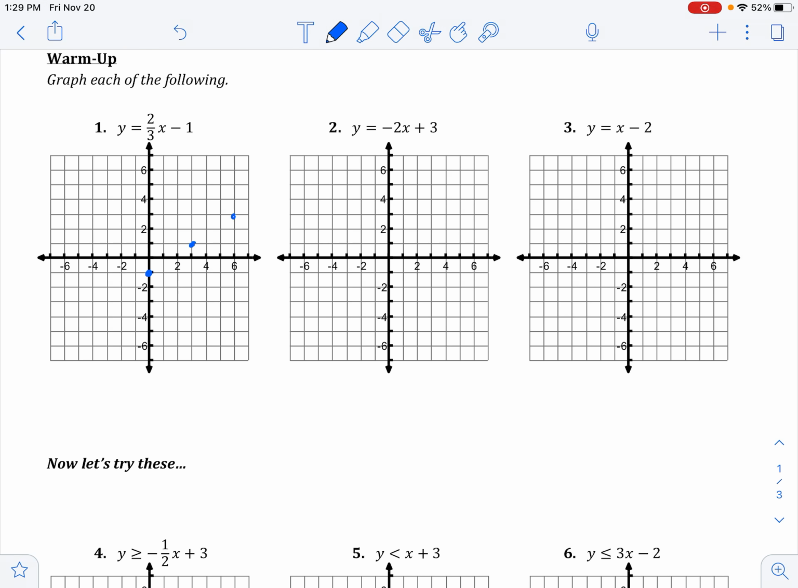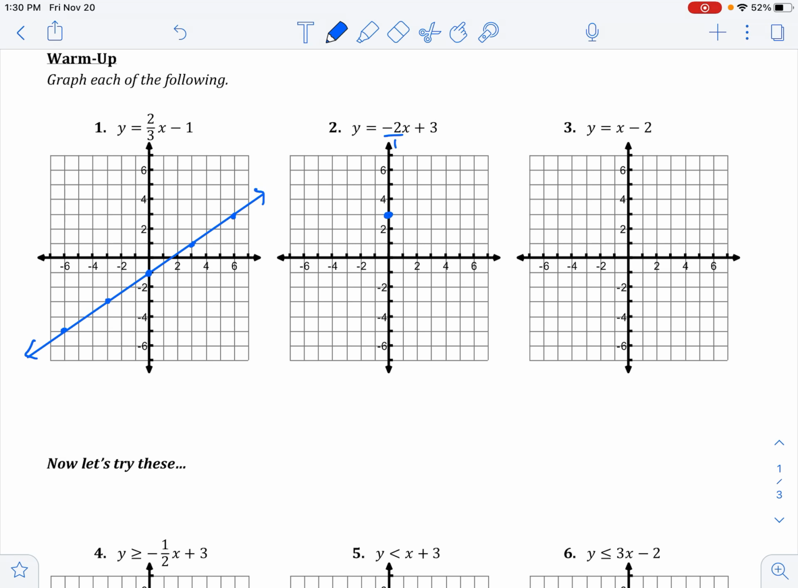All right, on this first one here, your y-intercept is -1, and then your slope is 2/3. So up 2 over 3, up 2 over 3, down 2, left 3, down 2, left 3. Connect your points with a solid line. There we go, and there's my line.